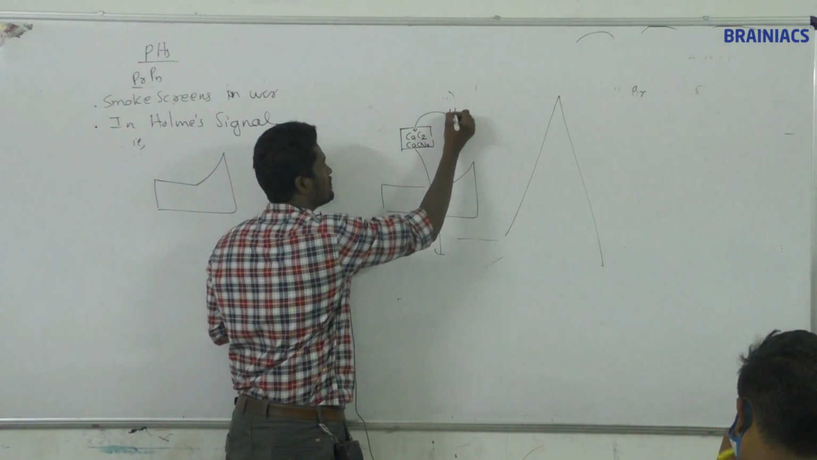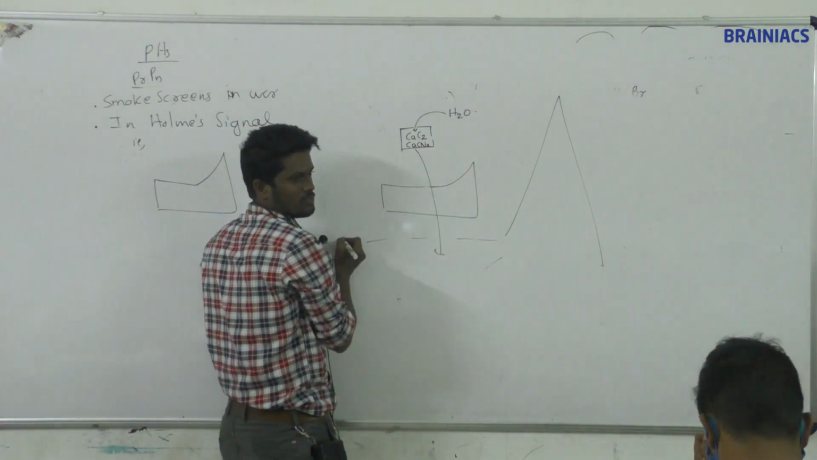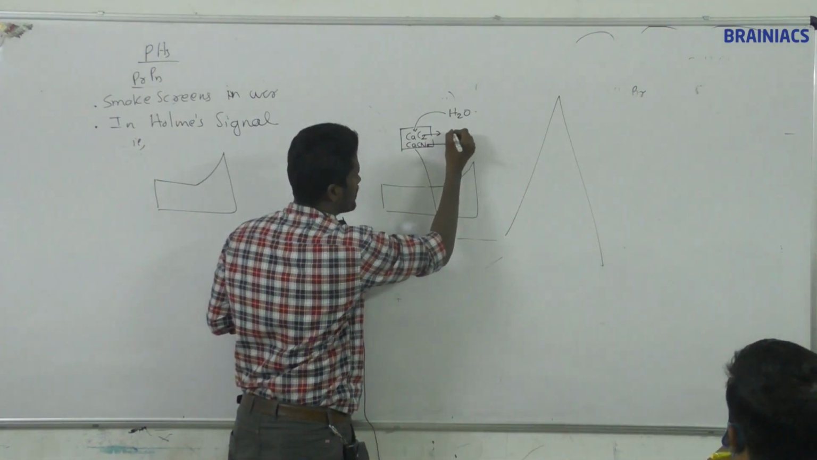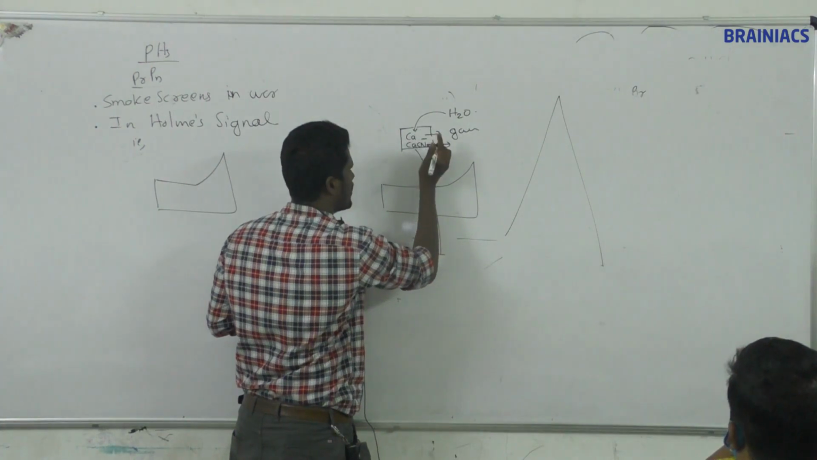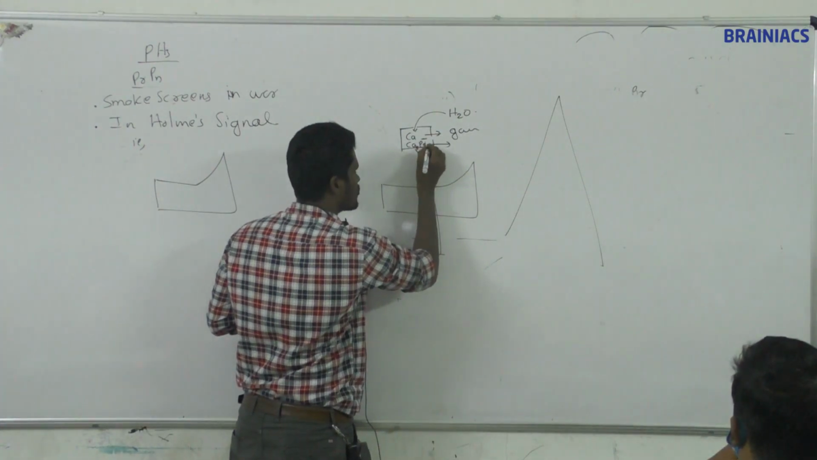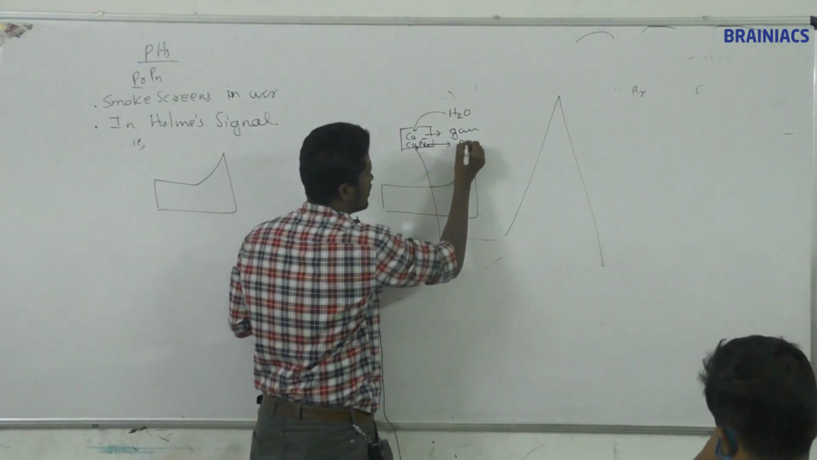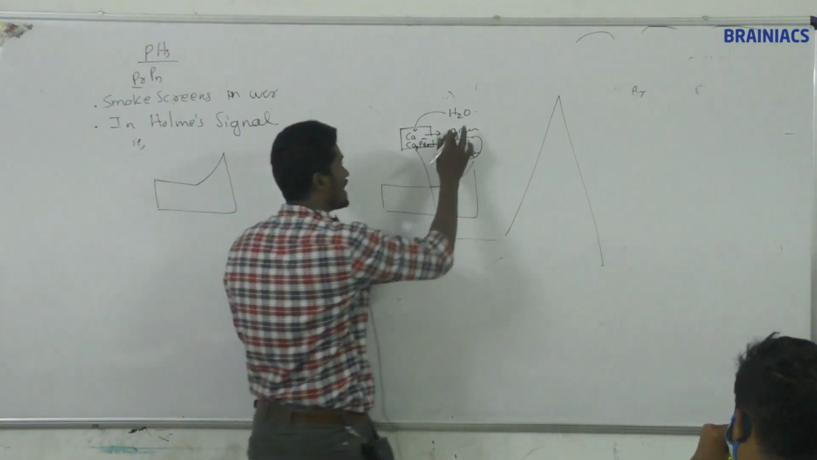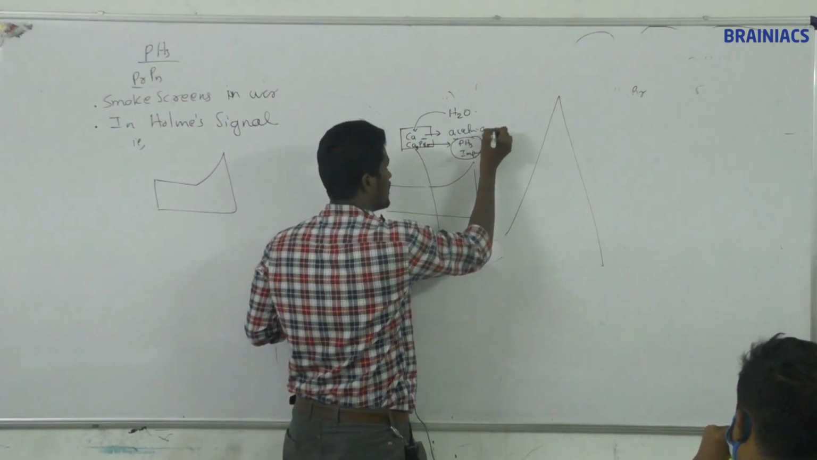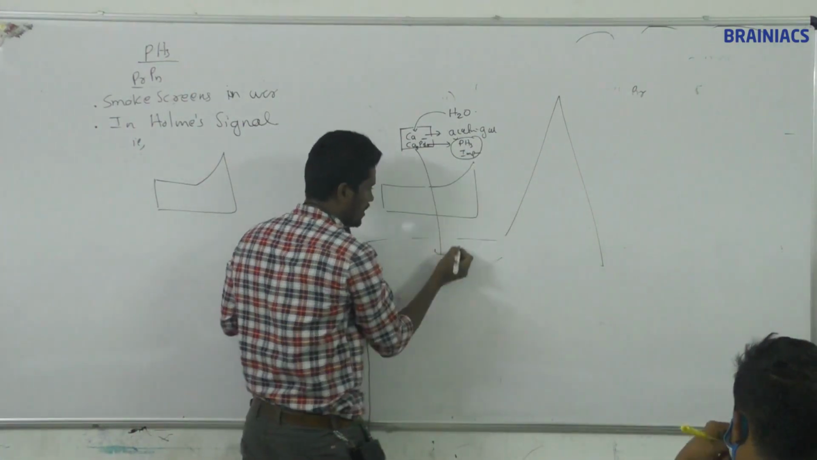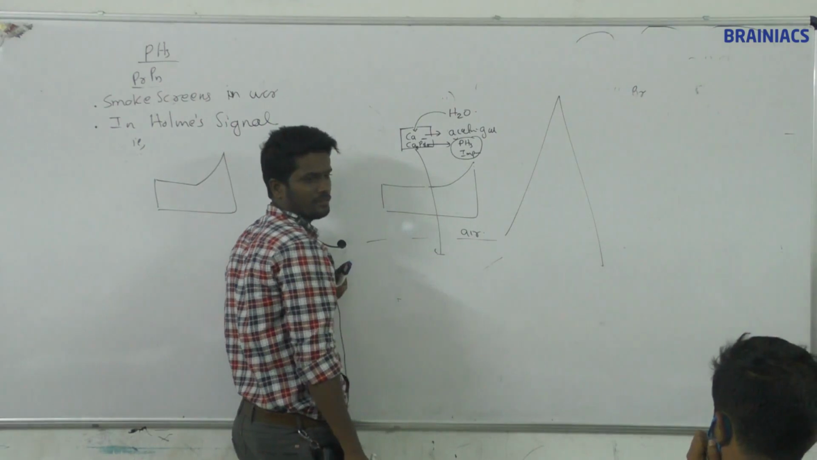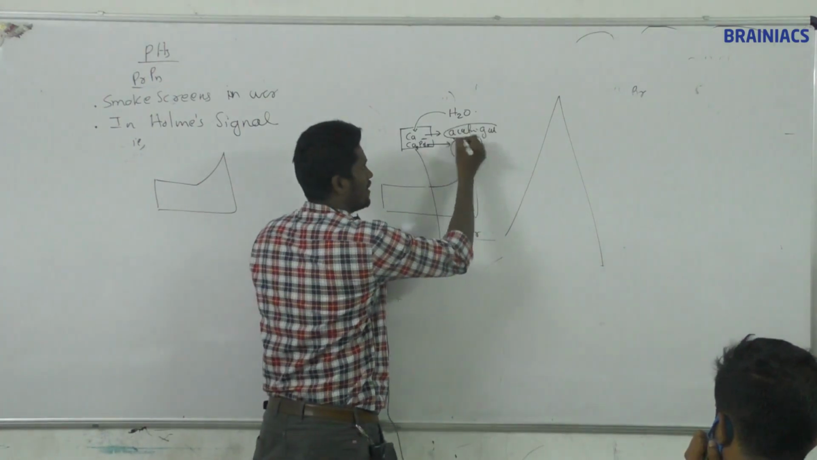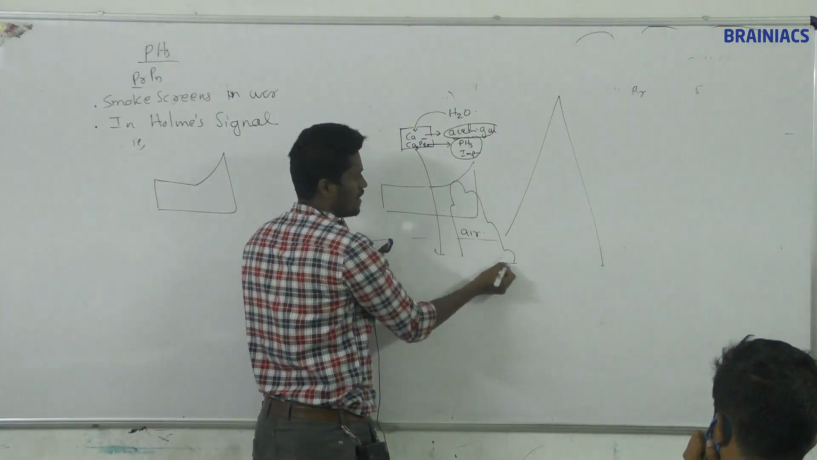So what happens? H2O comes, so they evolve gases: acetylene from calcium carbide, and from calcium phosphide, Ca3P2, they form PH3. This PH3 will be impure phosphine, and there is acetylene gas also. PH3 comes in contact with water and air, so it catches fire in air. Thus the acetylene gas also burns. So it serves as a signal.